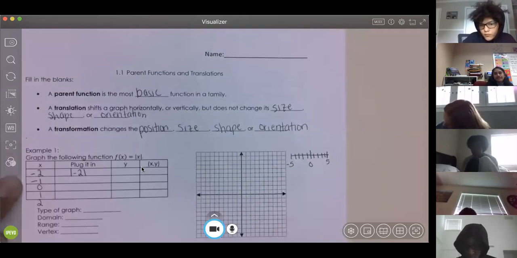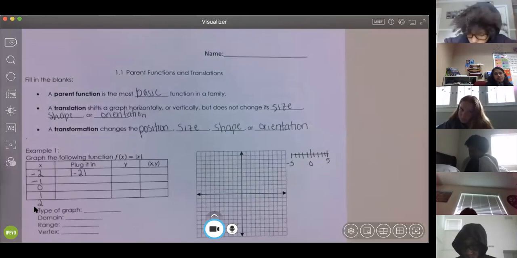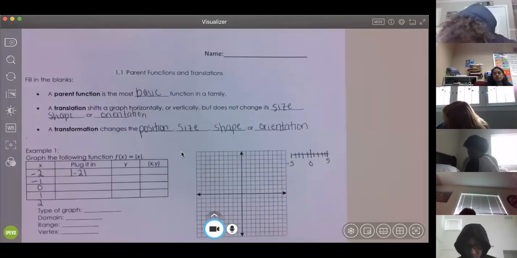Yes, Noah? Where did you get the -2 and the -1, 0, 1, and 2? You're going to just choose any points you want. These are points that I chose for you, just so that you can see what the shape is like. I think when in doubt, just choose -2, -1, 0, 1, and 2.